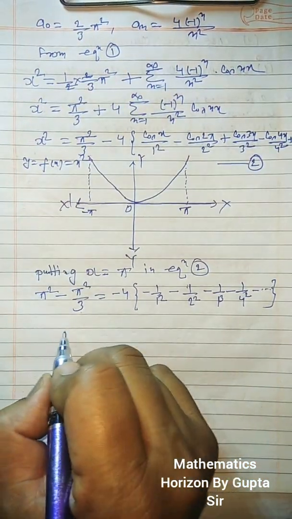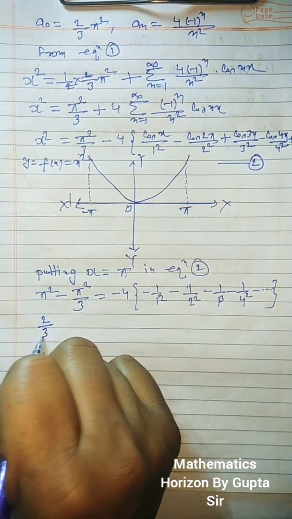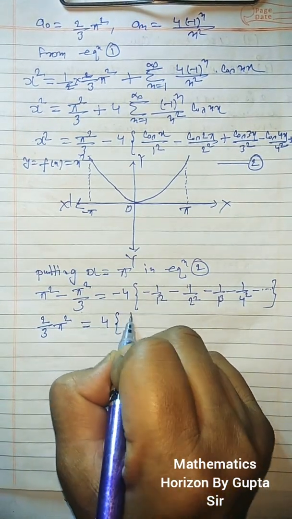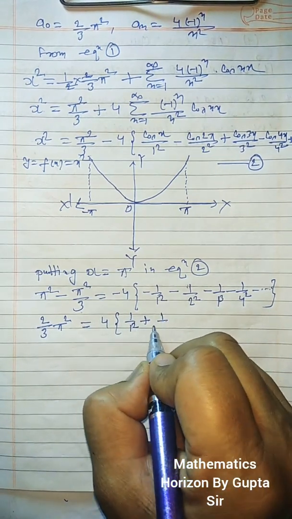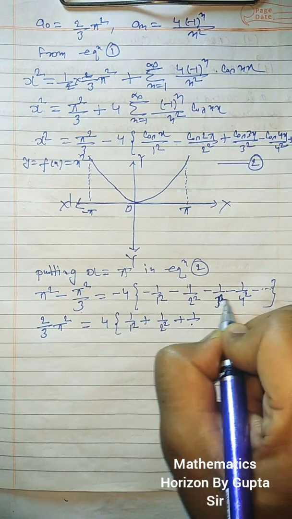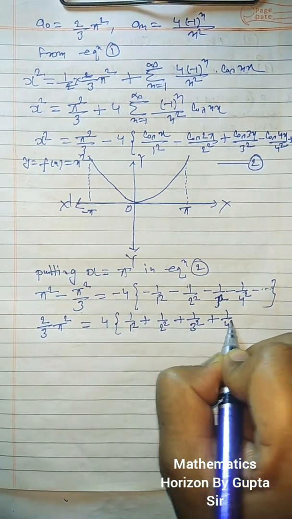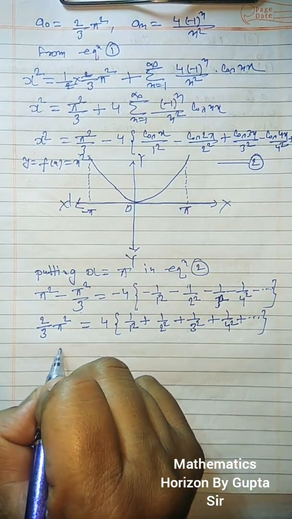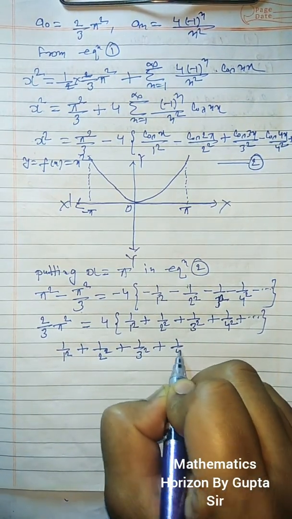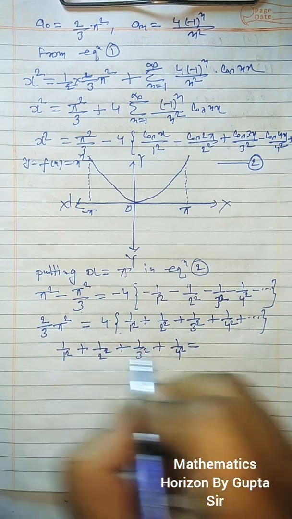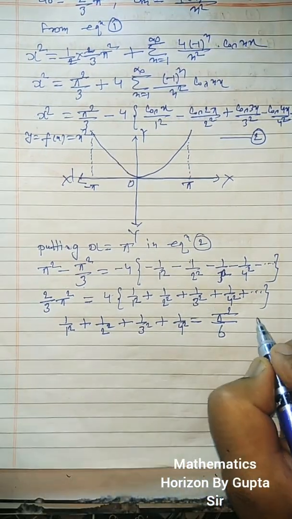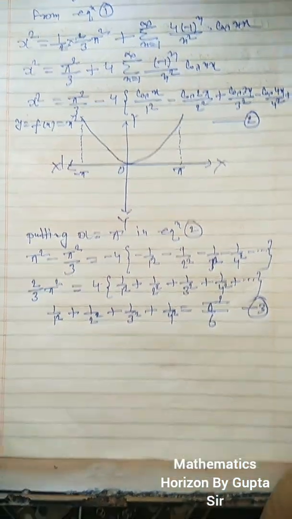On solving this, 2 upon 3 pi square is equal to 4 times 1 upon 1 square plus 1 upon 2 square plus 1 upon 3 square plus 1 upon 4 square. We transform this term here. What do we get? Here we get pi square upon 6. This is the first result, equation number 3.